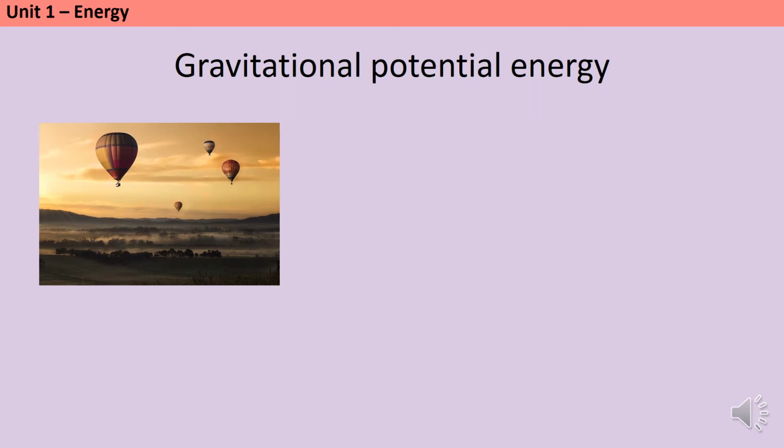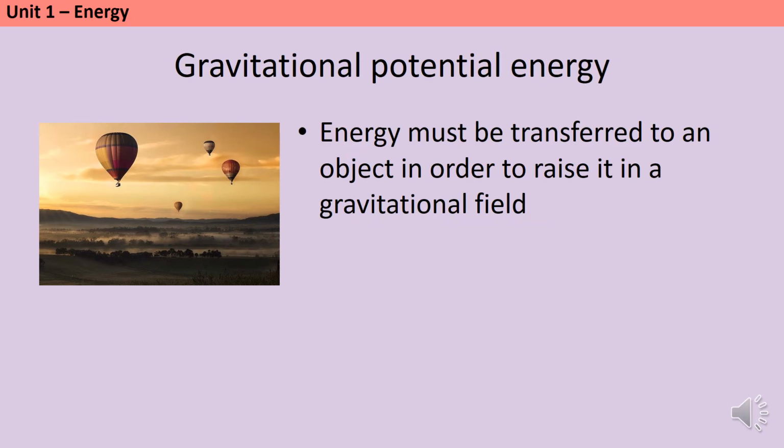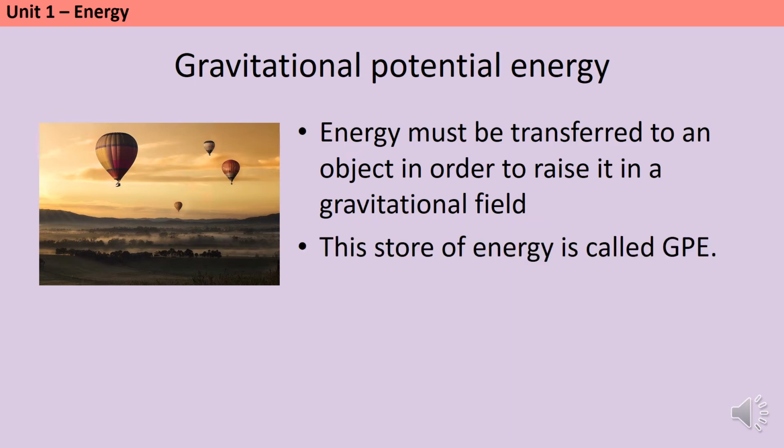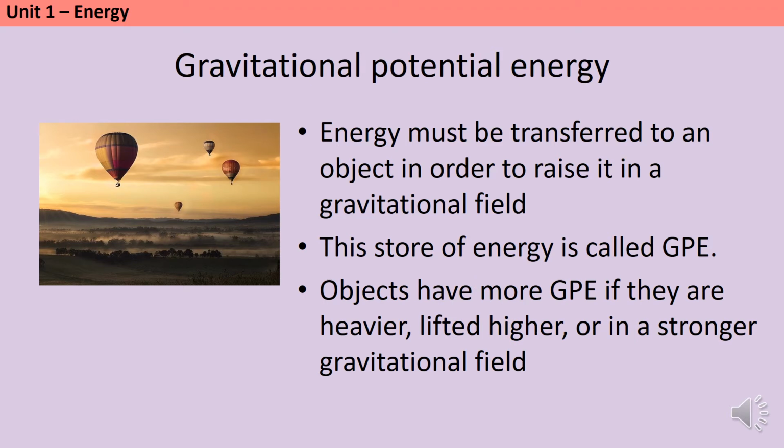If you think about any object that isn't just lying on the ground, some work has been done in order to raise it to a certain height and overcome its weight. In other words, we've had to transfer some energy to it. We call this store of energy gravitational potential energy. There are three things that will influence the size of a gravitational potential energy store: how heavy the object is, or its mass, the height it's been lifted to, and the strength of the gravitational field.